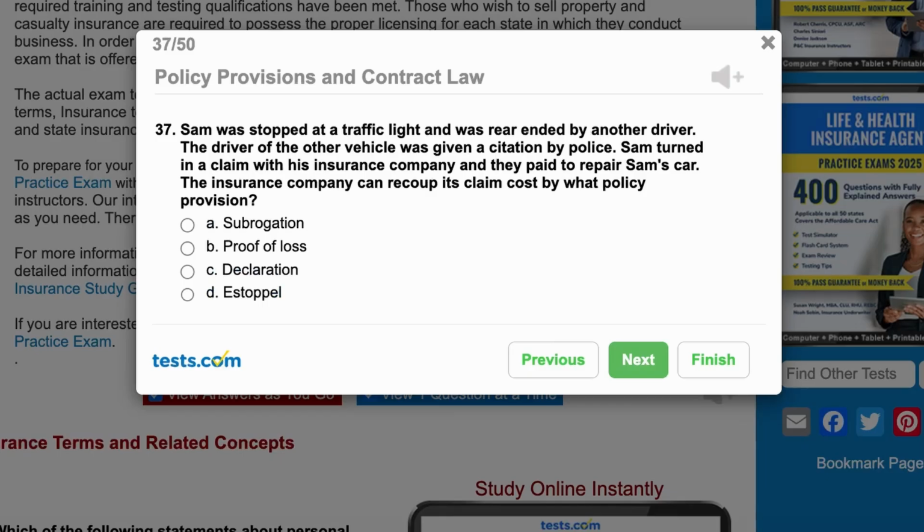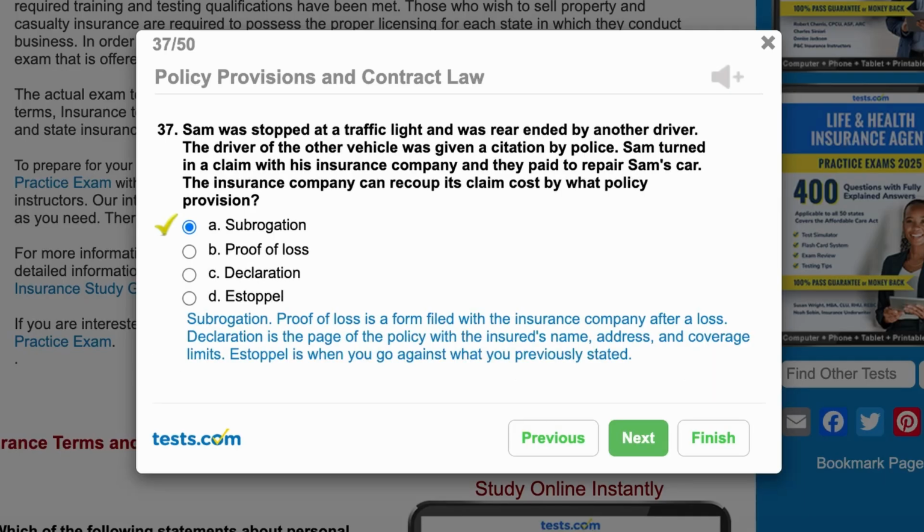Question 37. Sam was stopped at a traffic light and was rear-ended by another driver. The driver of the other vehicle was given a citation by police. Sam turned in a claim with his insurance company, and they paid to repair Sam's car. The insurance company can recoup its claim cost by what policy provision? A. Subrogation, B. Proof of loss, C. Declaration, D. Estoppel. A. Subrogation.